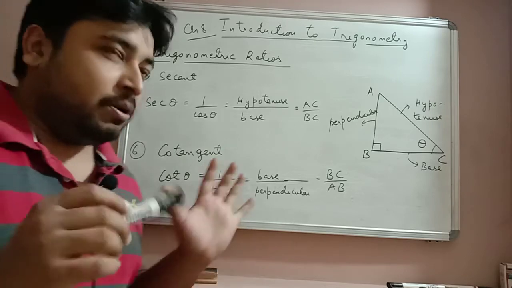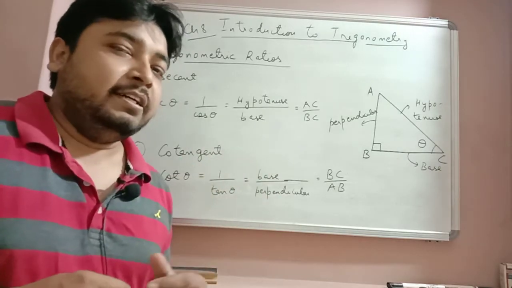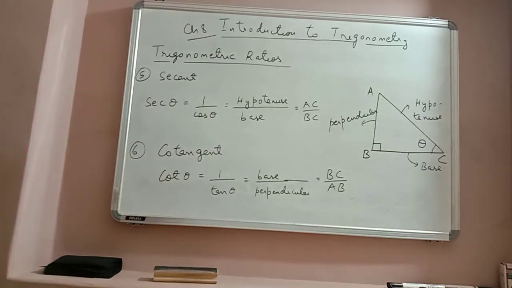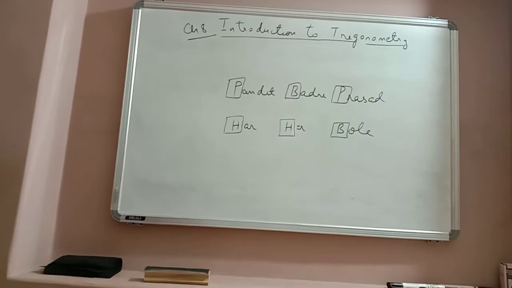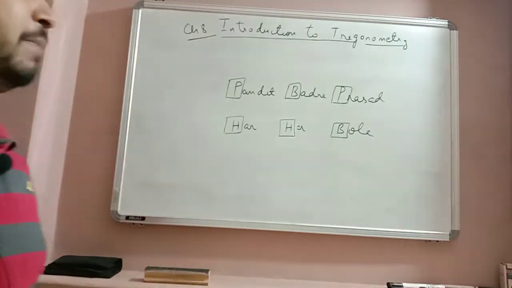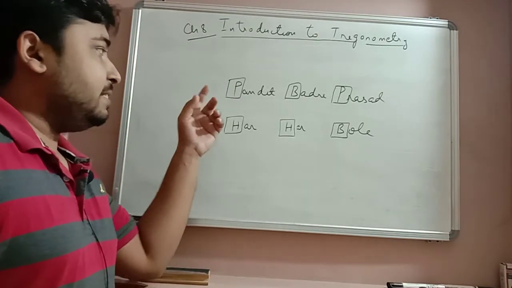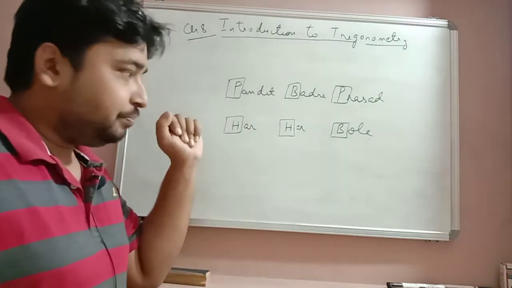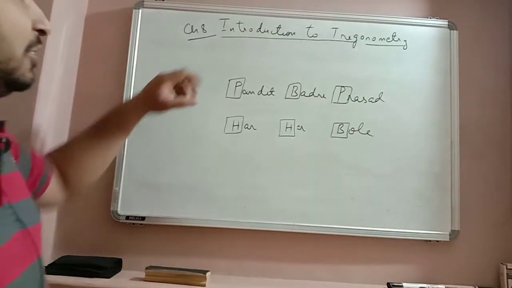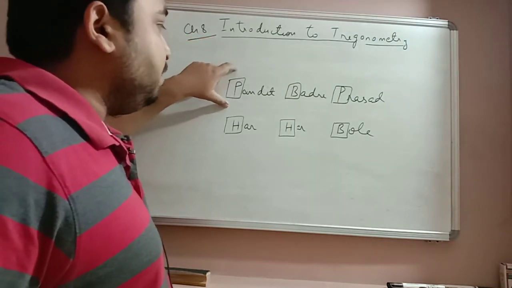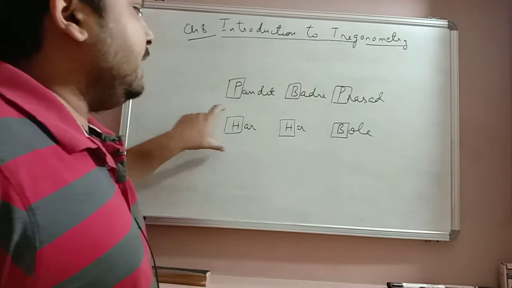Alright, now let's learn a short trick in order to remember all these 6 ratios. In order to remember these 6 ratios, what we need to remember is this sentence, that is Pandit Badri Prasad Har Har Bole. Now the initials of every word, I have highlighted the initials of every word, that is P, B, P and H, H, B.